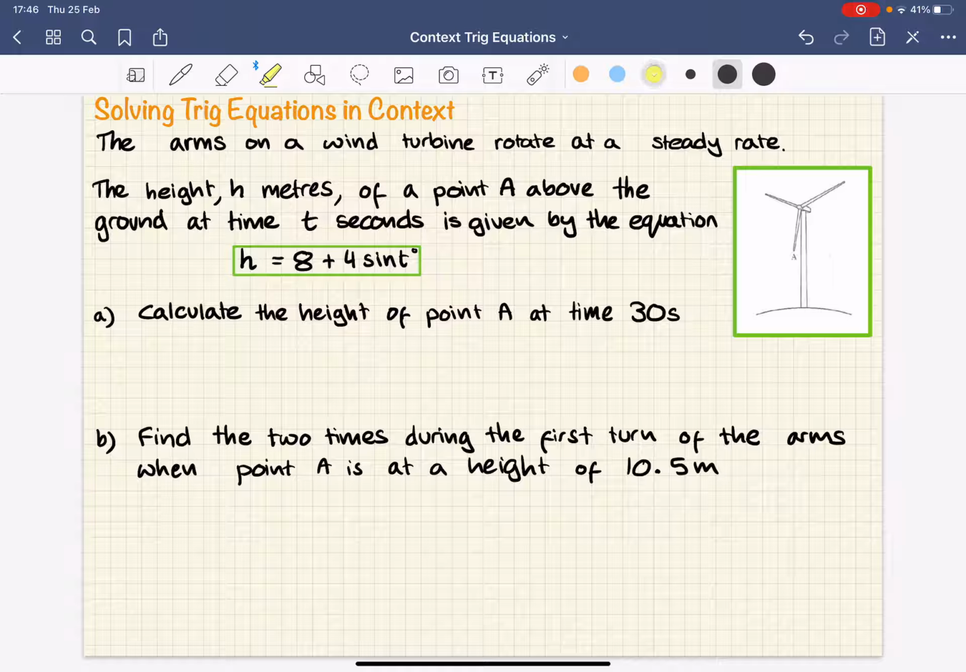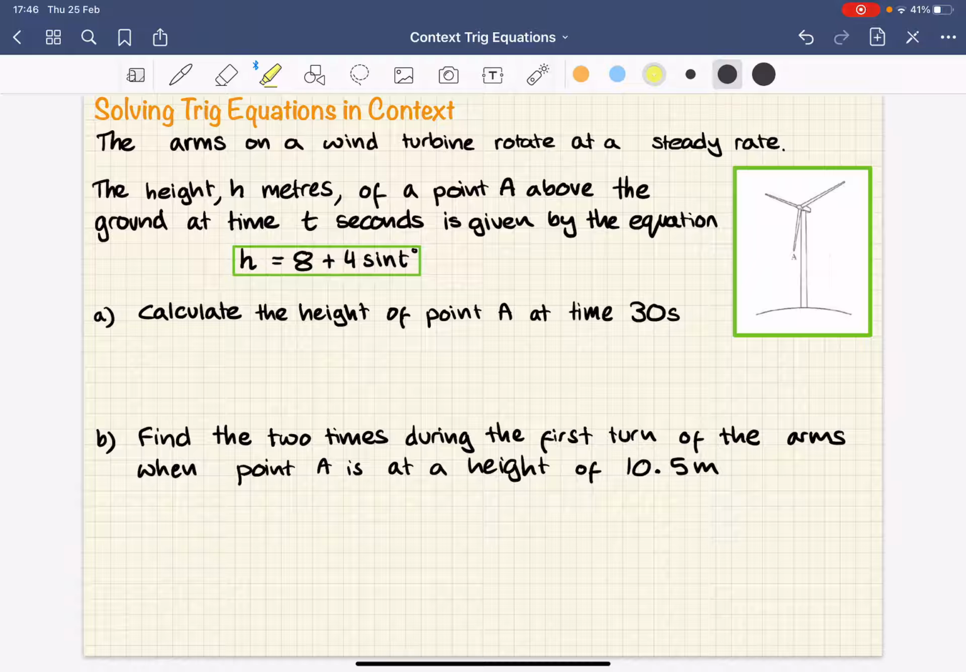Alright, so this is my last video on solving trig equations. This is one way where you have a little bit of context, a little bit of background, but don't get thrown off by it. That information is just there to try and throw you off. Just remember to yourself, it says trig equation, I need to solve it, I need to get the sine x, sine t, whatever it is on its own, and then process it the same way I have with any other question. So let's take a look at this.